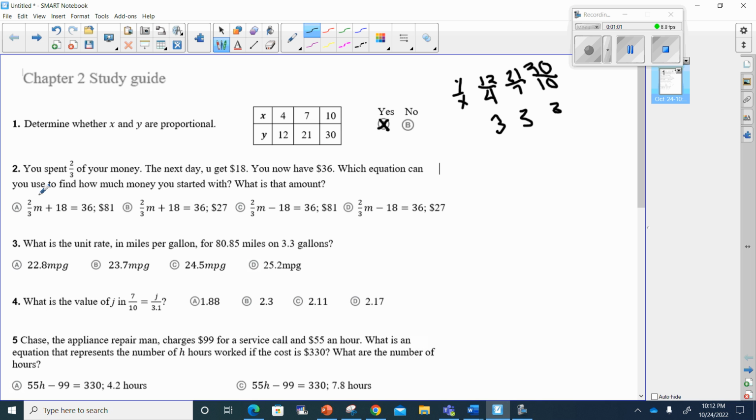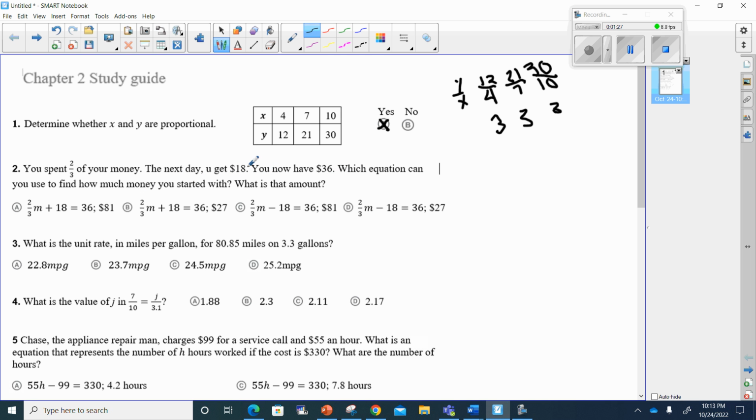All right, let's go ahead and look at number 2. You spent 2/3 of your money. The next day, you get, and I don't know where this came from, I have to fix this up, you get $18. You now have $36. Which equation can you use to find how much money you started with?